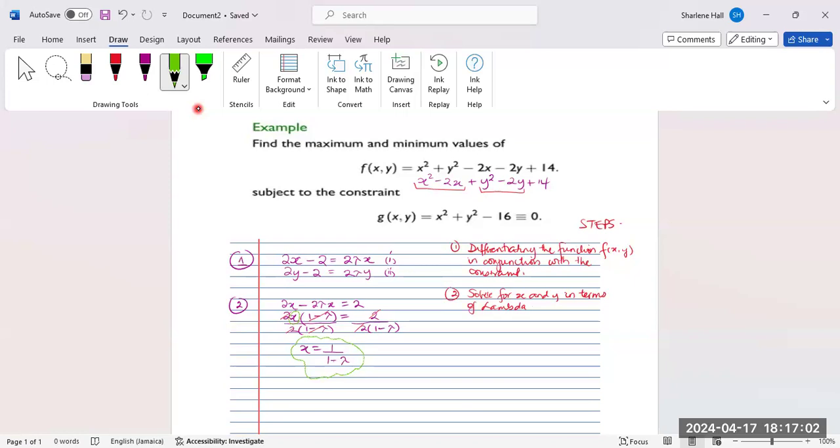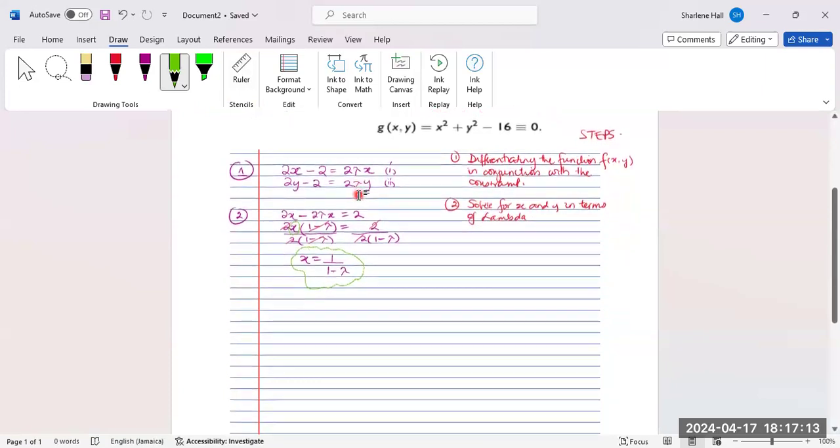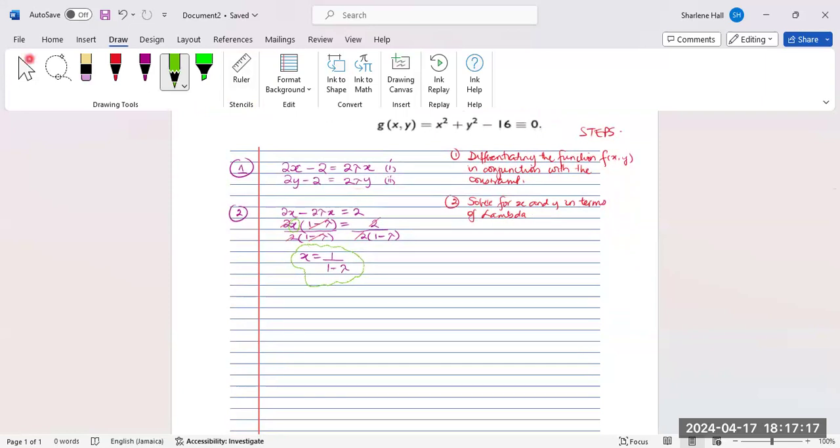So x is equal to 1 over 1 minus lambda. I'm going to use the second equation now to find out what y is equal to. I'm going to say 2y minus 2 lambda y is equal to 2. Do you agree with that? Yes, sir. The rest of you? Yes, sir. Nice. If you work with me, you're good to go. All right then.